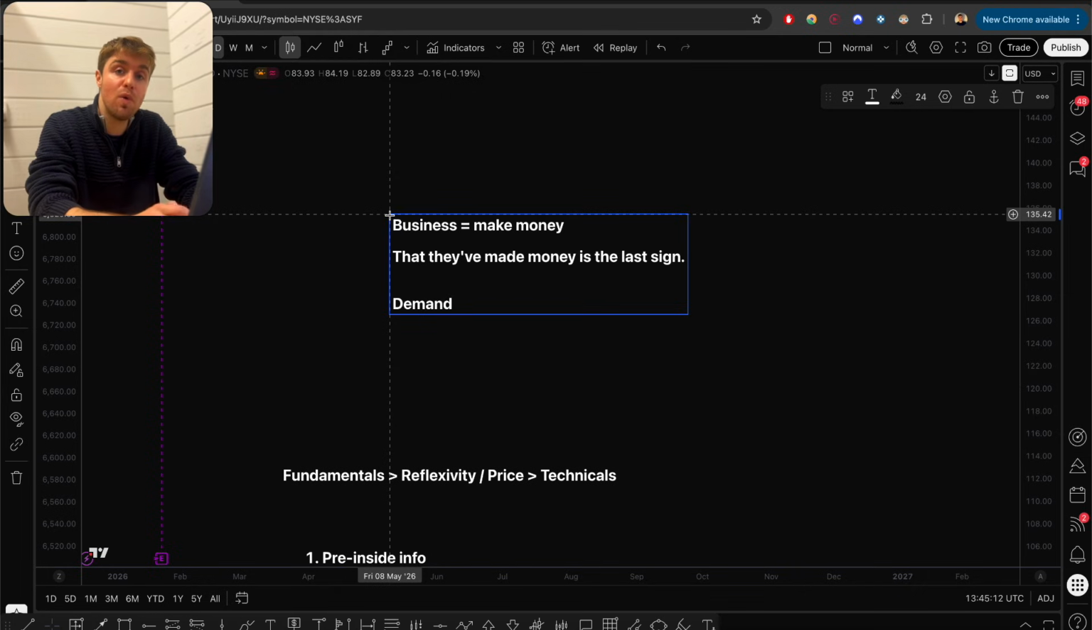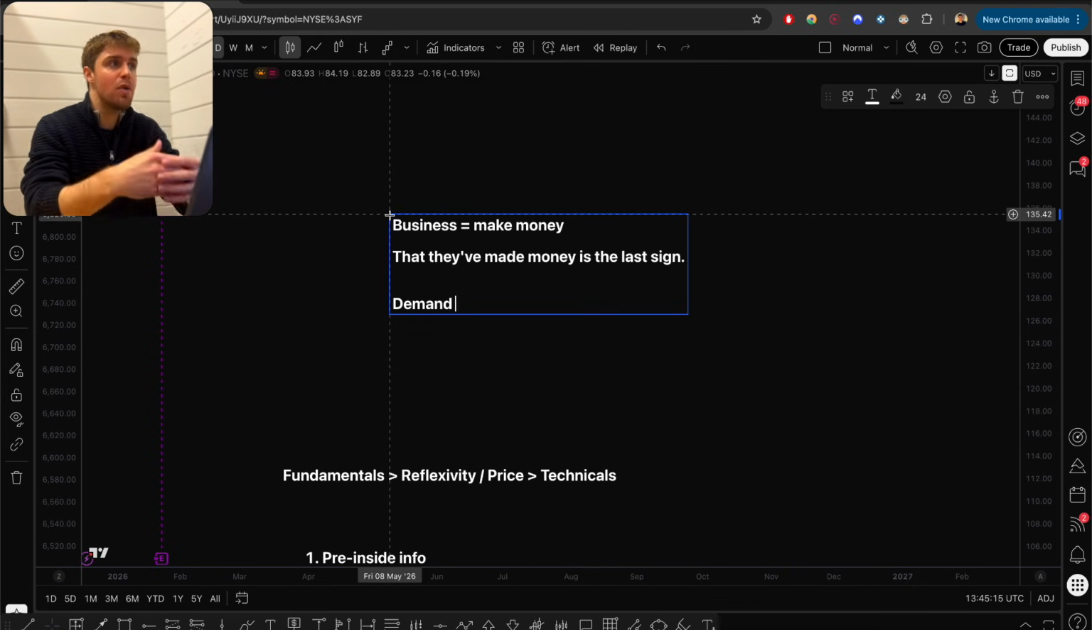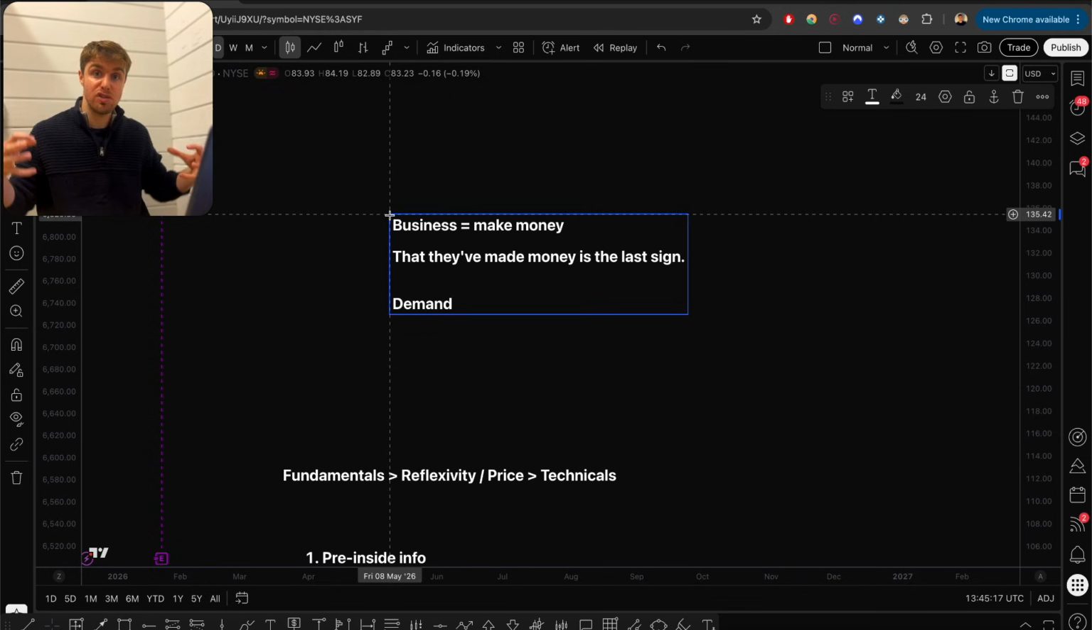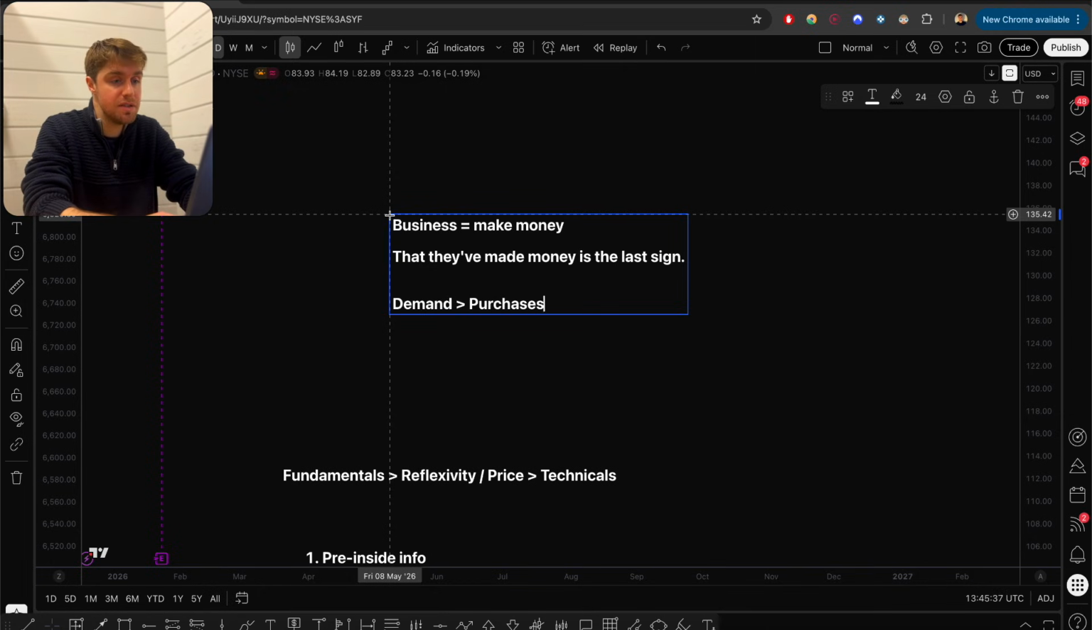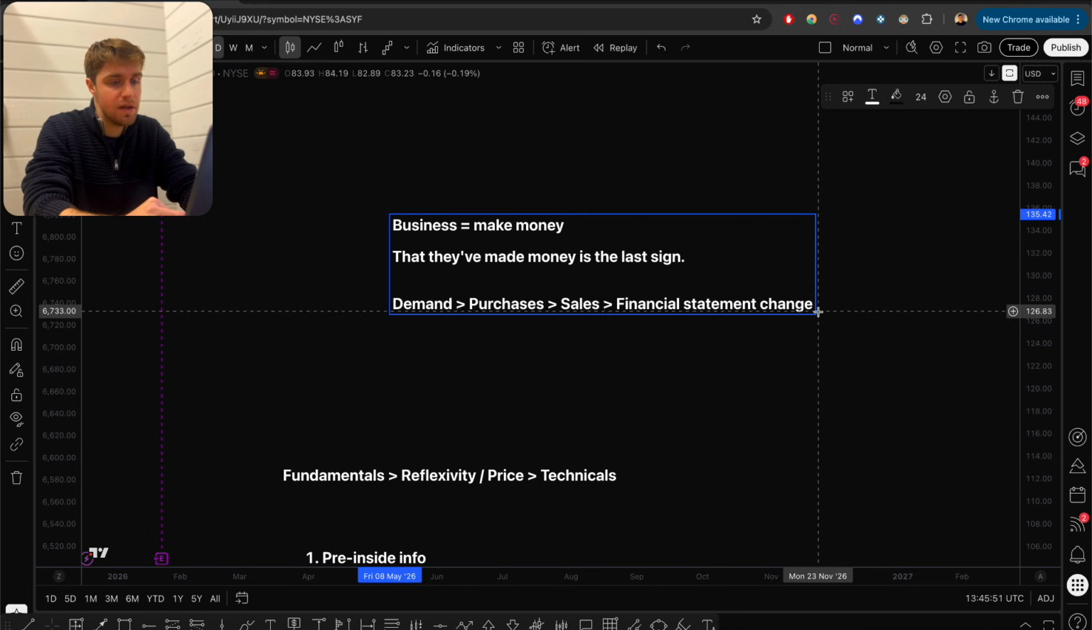And so if we were to actually map out how things go, we have demand. So demand from whoever, whatever they're selling or the market they're trying to go after. Is that market like a strong market itself? And then from that demand, we'll go to purchases. And then from those purchases, obviously sales are made. And then if enough sales are made, we will see significant financial statement changes.